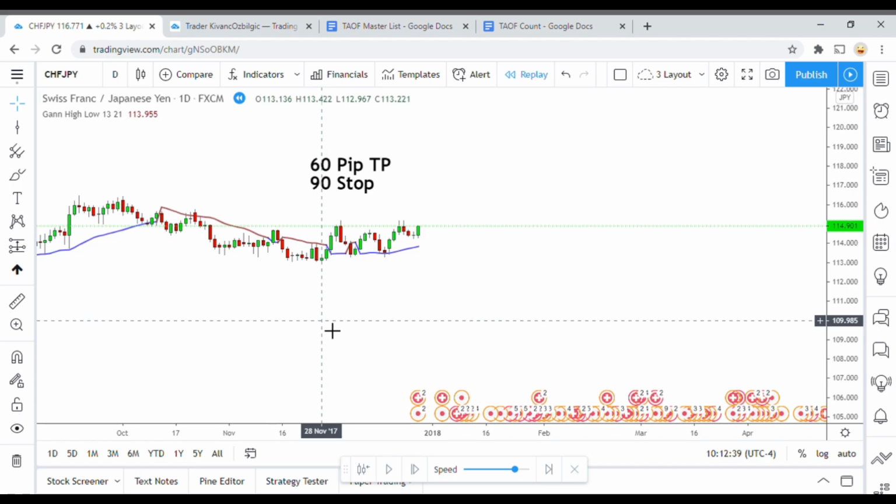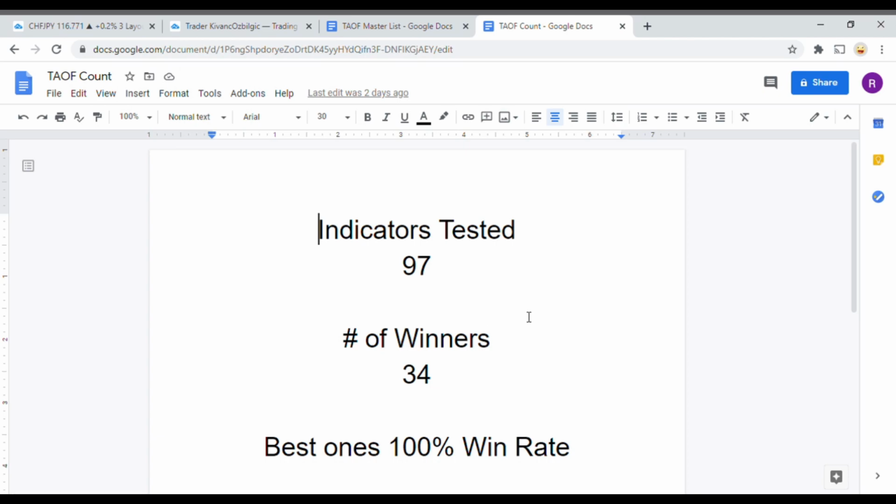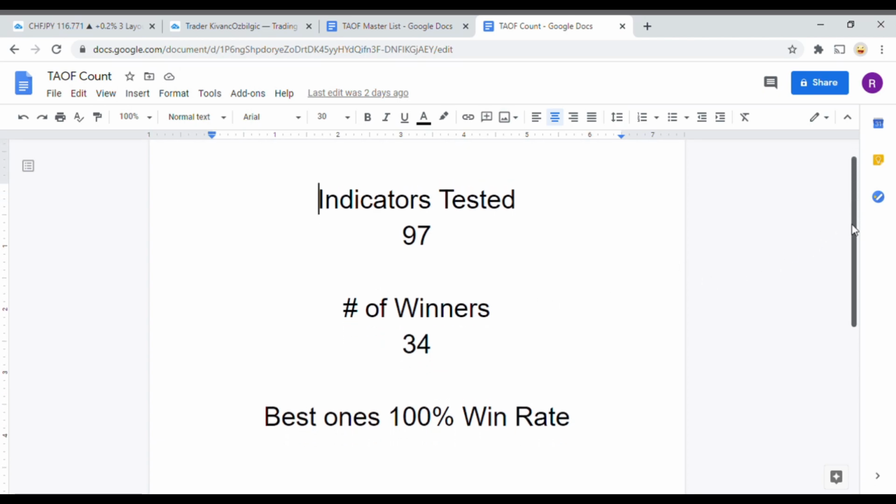Alright, as I said, today we will be testing the Gann high-low indicator. But before we do, I wanted to put the indicator scoreboard up for everyone to see. To date, we have tested 97 indicators. Out of those 97, 34 have been winners, which means they have met or exceeded the 60% win-loss ratio threshold that we have set for them. The best ones so far were able to achieve a 100% win rate.